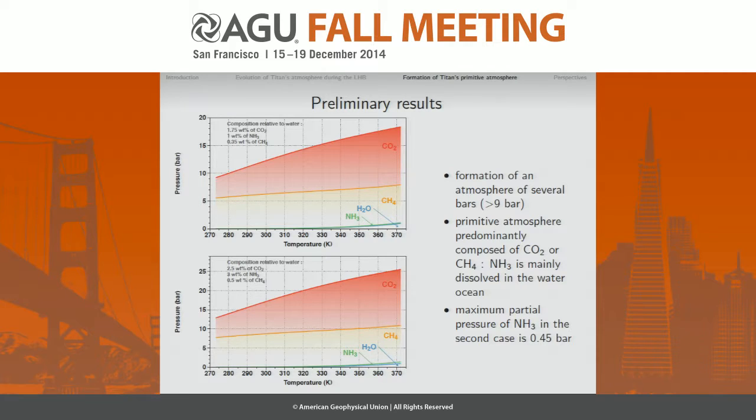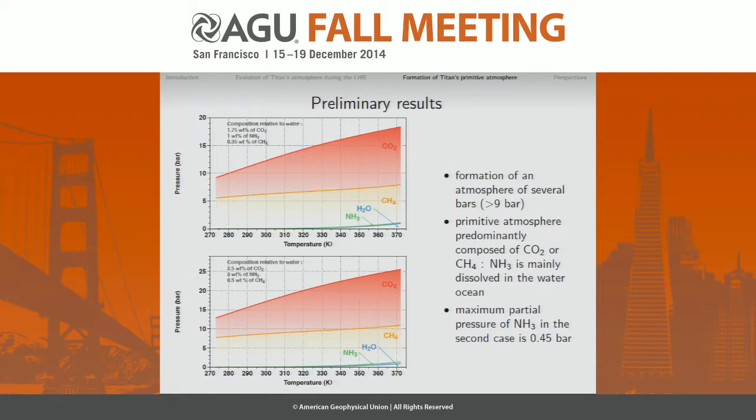So these are our preliminary results. I present here two cases: the first one is poor in volatiles with respect to the study of Tobie et al. 2012, and the other one is more enriched in volatiles. And here you see that even in a case with a low content in volatiles, we form an atmosphere of several bars. Here we are typically above 9 bars.